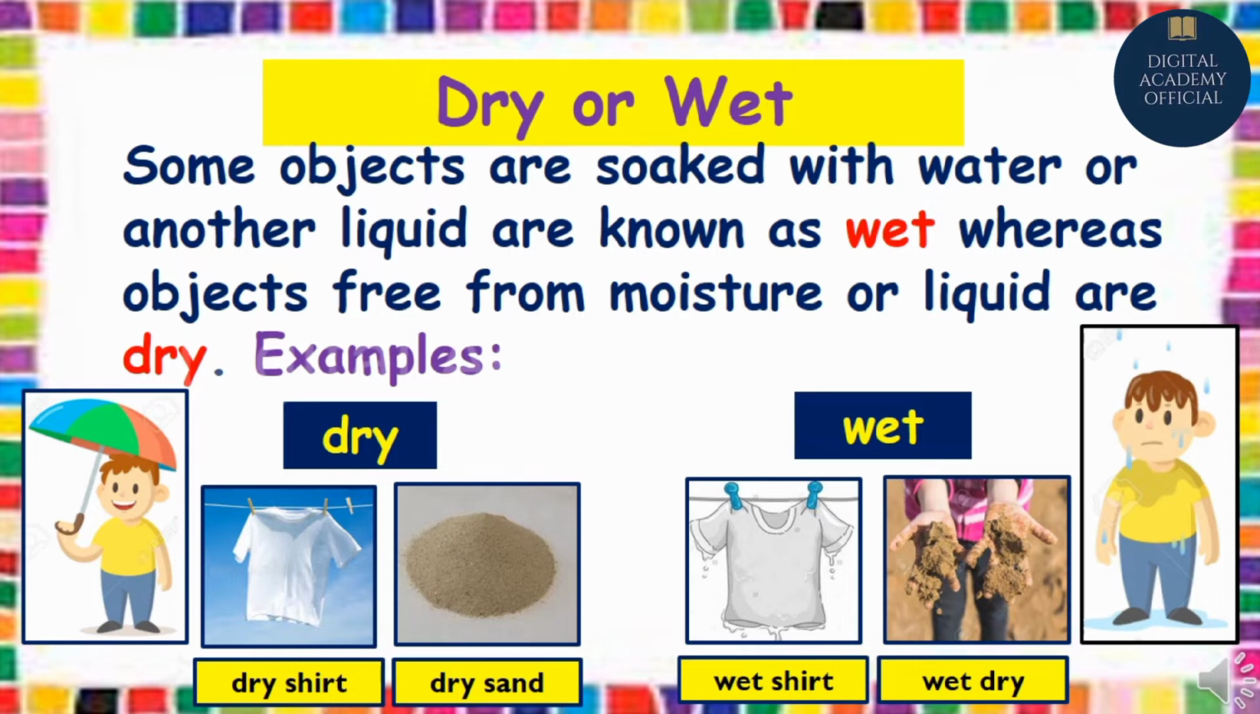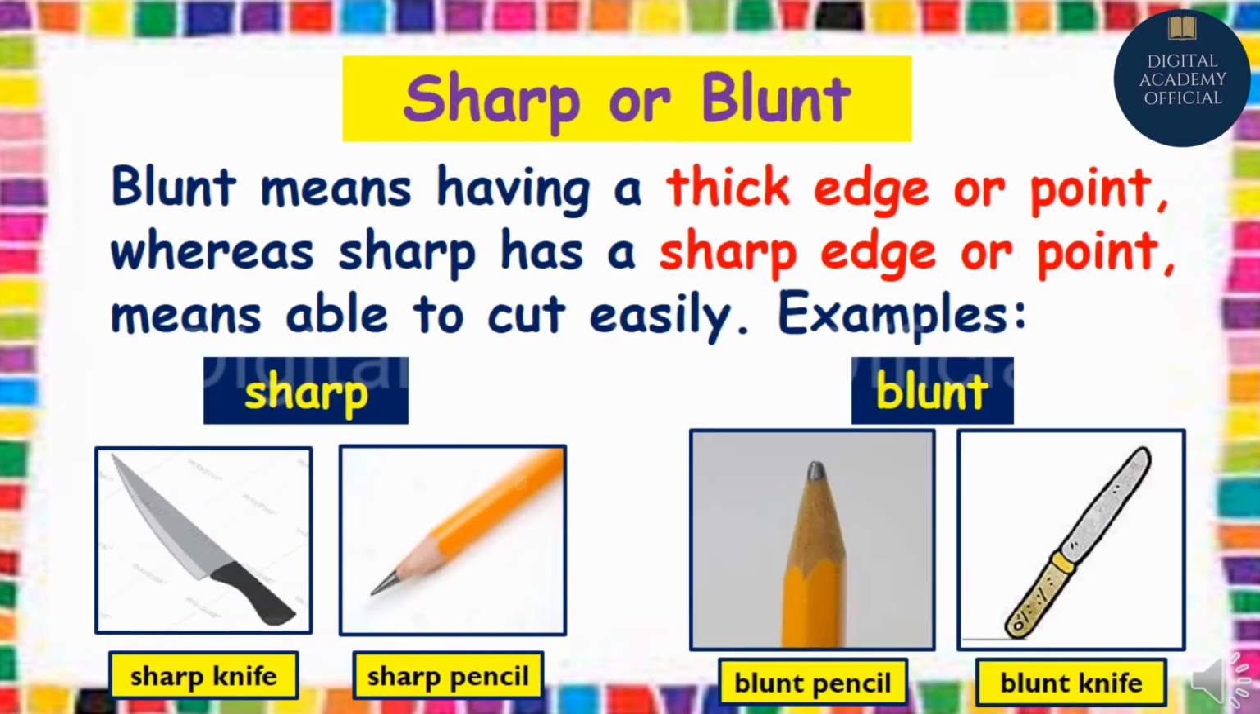So these were the examples of dry things. Let's now talk about sharp or blunt objects. What is blunt? Blunt means having a thick edge or point. For example, your pencil nib. When you don't sharpen your pencil, the nib of your pencil becomes blunt, as you can see in the picture.